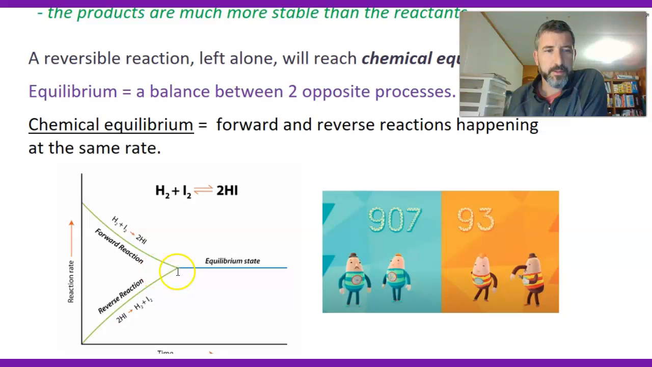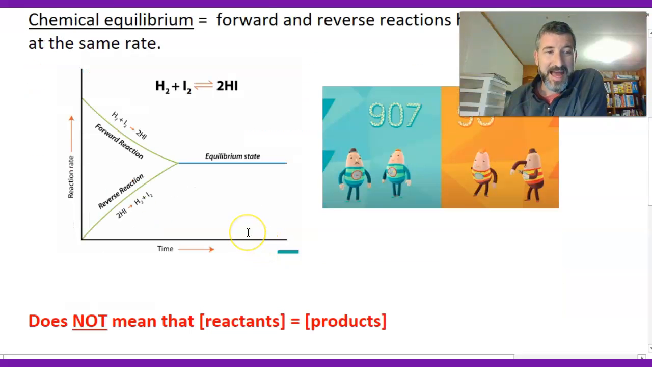So the equilibrium state would be where rates become constant and also equal to each other. Hopefully you can look at the graph and see that the rate of the forward reaction and the rate of the reverse reaction are the same and that they are not changing. Okay. Now that does not mean that the concentrations are the same. Remember, the brackets mean concentration of.